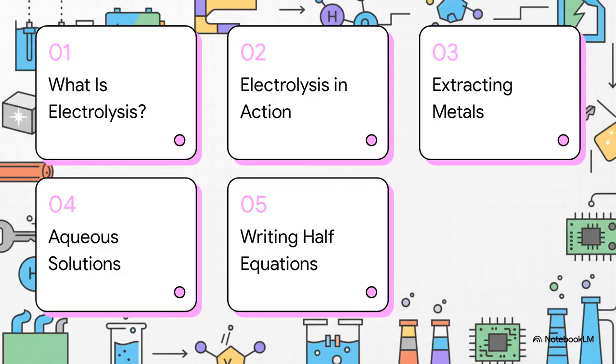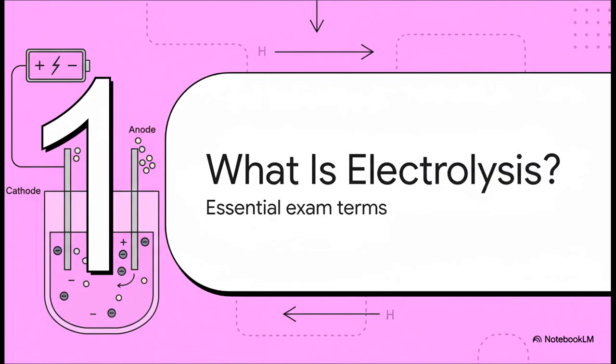So here's our game plan. We'll kick things off with the key definitions you absolutely have to know. Then we'll see electrolysis in action, first with molten stuff and then on a massive industrial scale. After that, we'll get into the slightly trickier rules for solutions, and finally, for those of you aiming for the top grades, we'll cover half equations. Okay, let's dive right in.